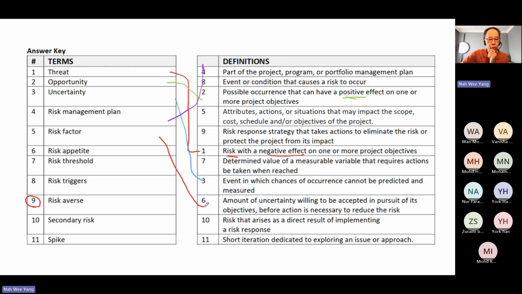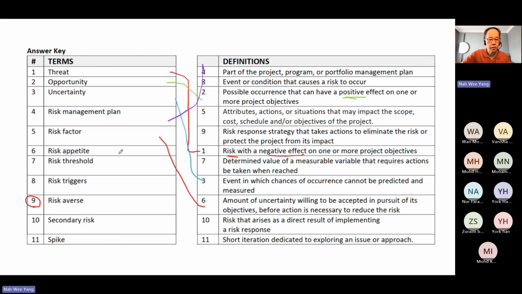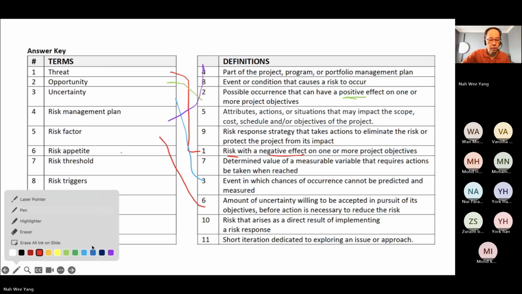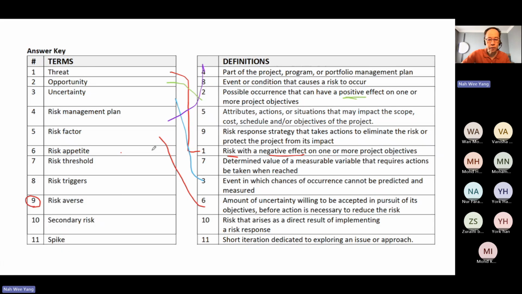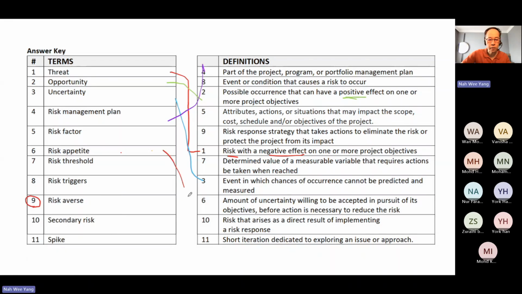There's a difference between, sorry, not this. Just get this right, okay? Risk appetite is 6 here. Sorry, let me just, oh dear, wasted some time in doing this. Okay, this one, number 6, okay? This one, okay, is the amount of uncertainty willing to accept.